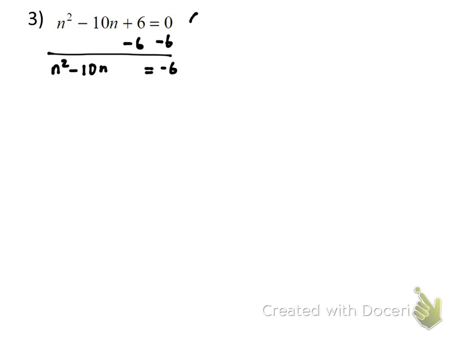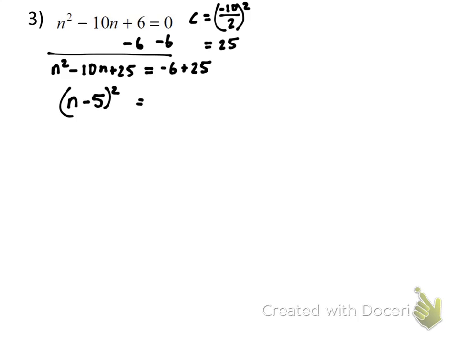Then we find c. c is going to be equal to (b over 2) squared, which is (negative 10 over 2) squared. Negative 10 over 2 is negative 5, squared is 25. We're adding 25 to both sides. Okay? So we add 25 here, and we add 25 here. We know that this left side now is a perfect square trinomial, so we could go (n minus 5) squared is equal to negative 6 plus 25, which is 19. And now you can take the square root of both sides.